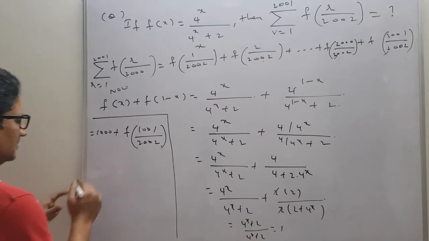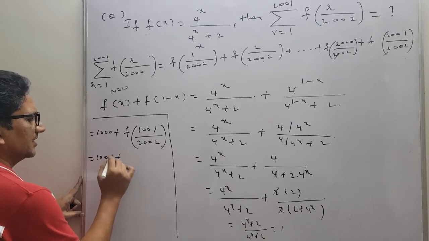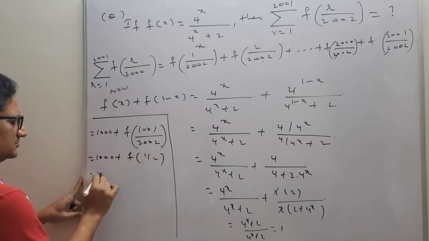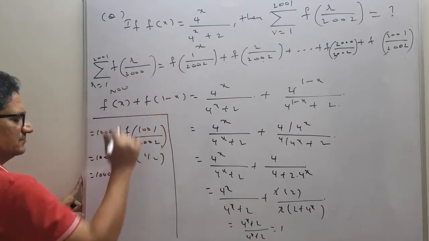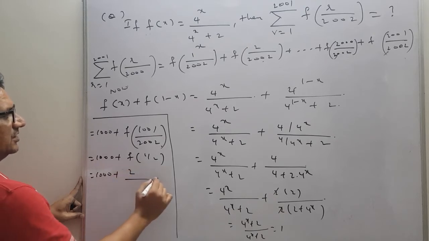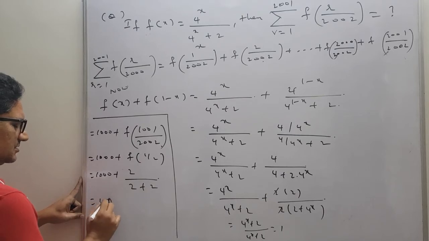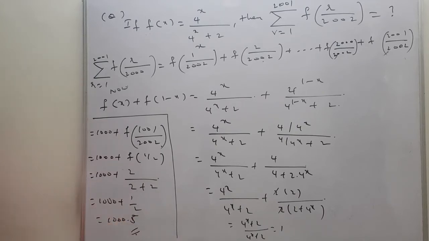Okay, now see. That is equal to 1000 plus f of 1 by 2. If you want me to substitute in the question, 4 power 1 by 2 is 2, divided by 4 power 1 by 2 which is 2, plus 2. That is 1000 plus 2 by 4, which is 1 by 2. So 1000.5 is your answer.